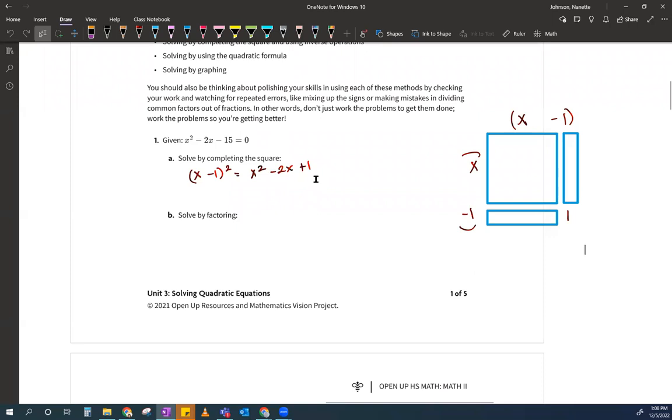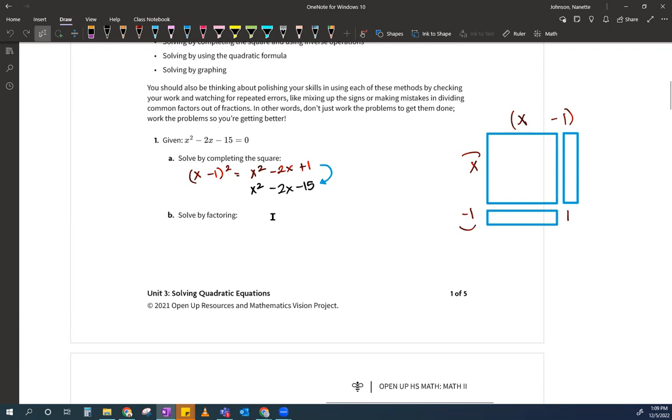Okay. Then the problem is you're like, okay, but I don't want it to say x squared minus 2x plus 1. I want it to say x squared minus 2x, there it is, minus 15, okay? I want it to say this. So then I'm asking, okay, well, what do I need to do from here to get here? What do I need to do to get from 1 to negative 15? What am I going to have to do?